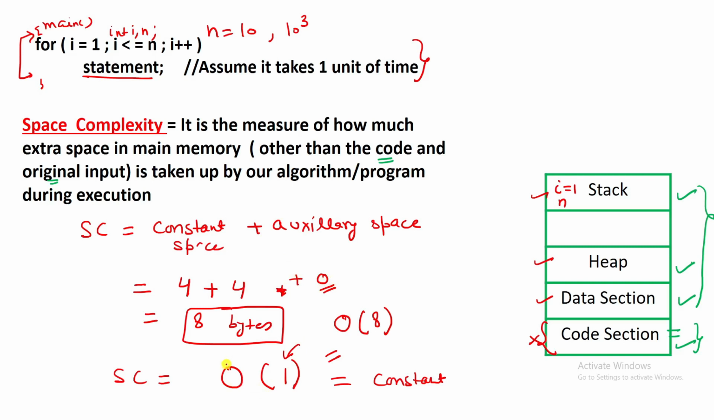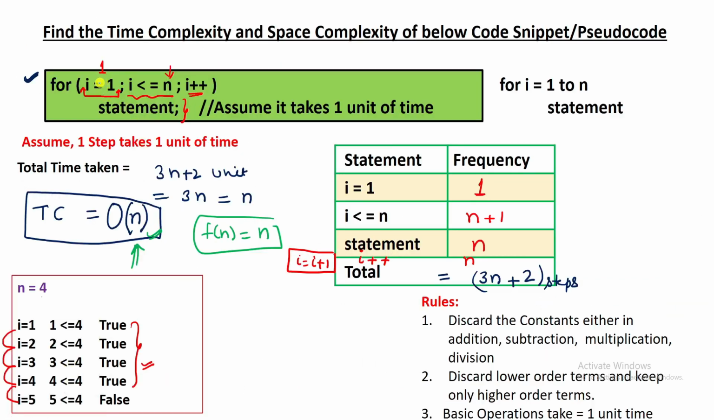In the asymptotic notation, which we will discuss in further videos also, we will actually not take this constant space into account. We are concerned about the space which is actually changing with the value of n. Basically there was no such space which is changing with the value of n, so we got the constant space. Now before ending this video, let me ask you one simple question.